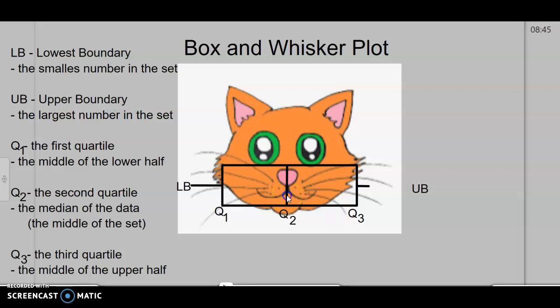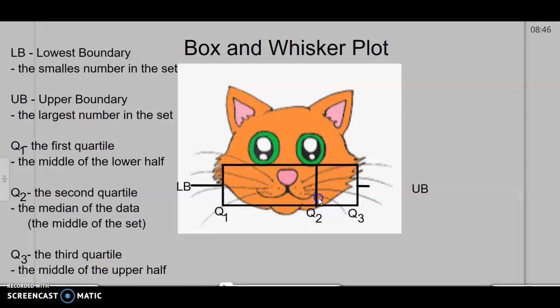And so the middle of data doesn't always have to be in the middle of the box. Sometimes the middle could be a little bit further this way if more of your data values are to the left. Sometimes it could be a little bit this way if more of your data values are to the right and a little bit higher.